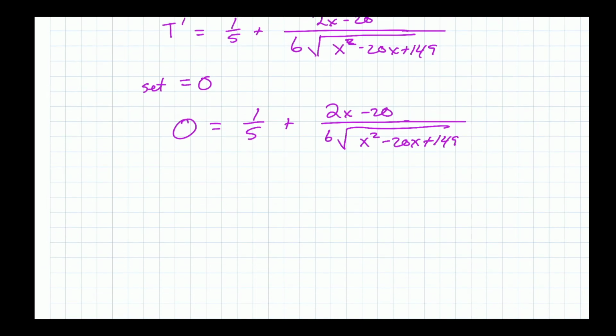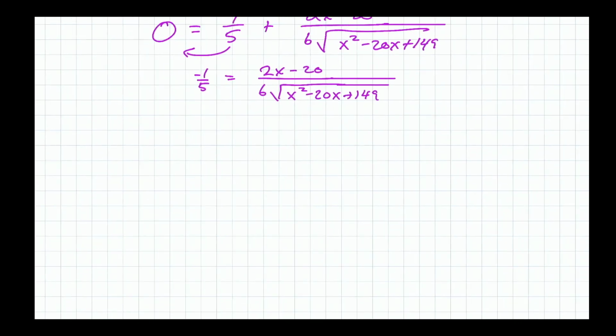So the way I would solve this is I would move the 1/5 over. Negative 1/5 equals (2x minus 20) over 6 square root of (x squared minus 20x plus 149). Now, you can do this different ways. I would probably cross multiply. So you multiply these together and you multiply these together. Let me make that look a little nicer here.